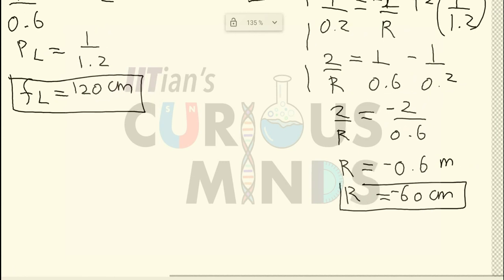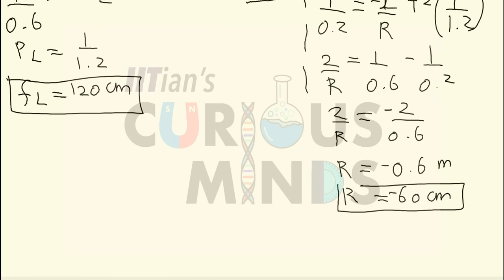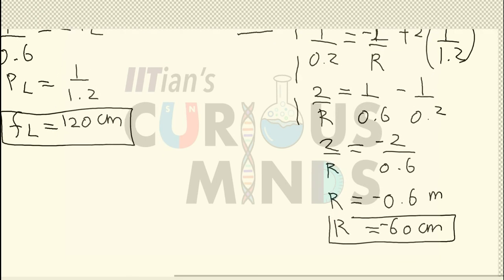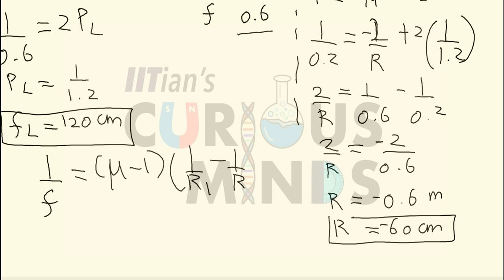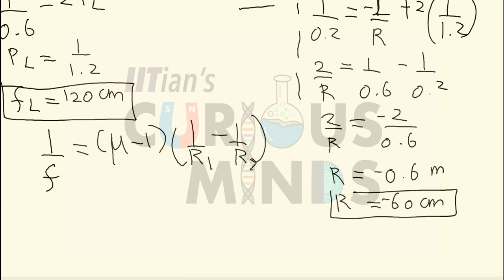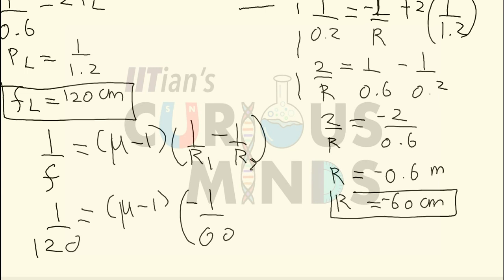I know the focal length of the lens is equal to 120 centimeter. So when I substitute the values, 1 by f will be equal to mu minus 1 times 1 by r1 minus 1 by r2. The focal length is 120 centimeter, so 1 divided by 120 is equal to mu minus 1. The refractive index I do not know. The radius on one side is equal to minus 60. On the other side it is equal to infinity, because the other side is plane.